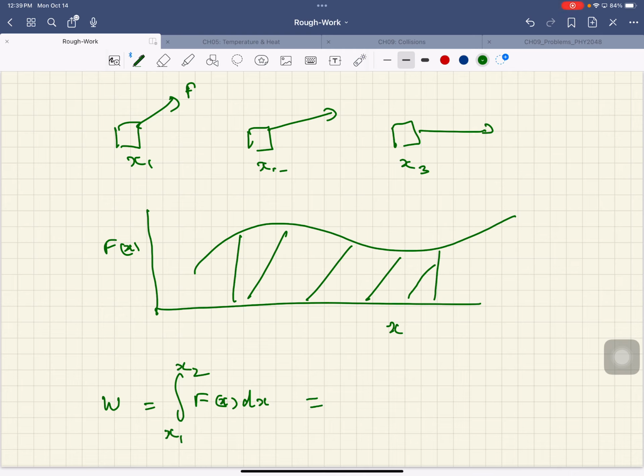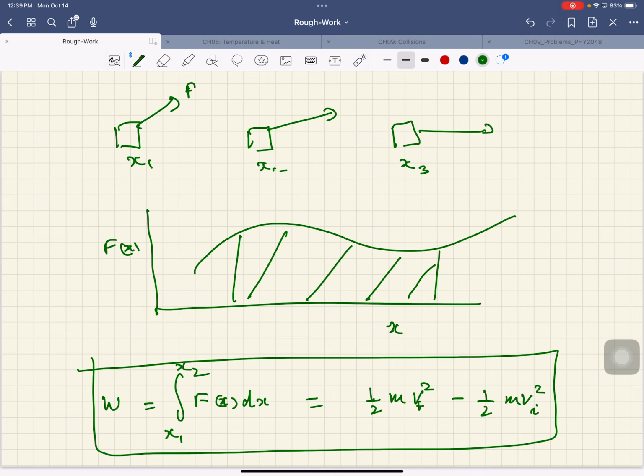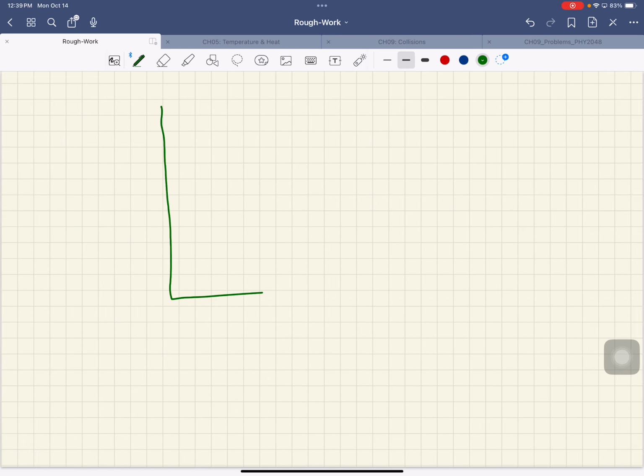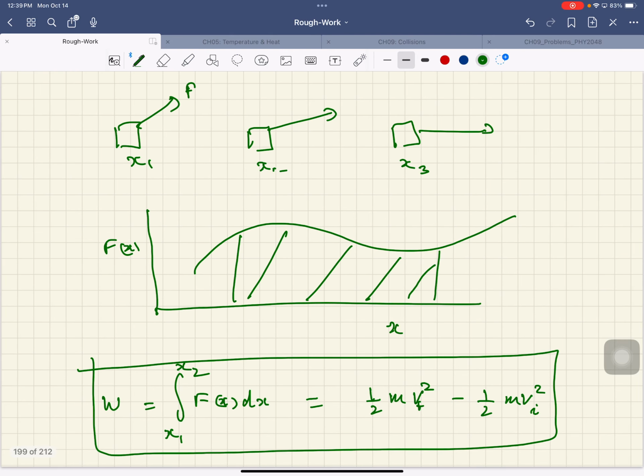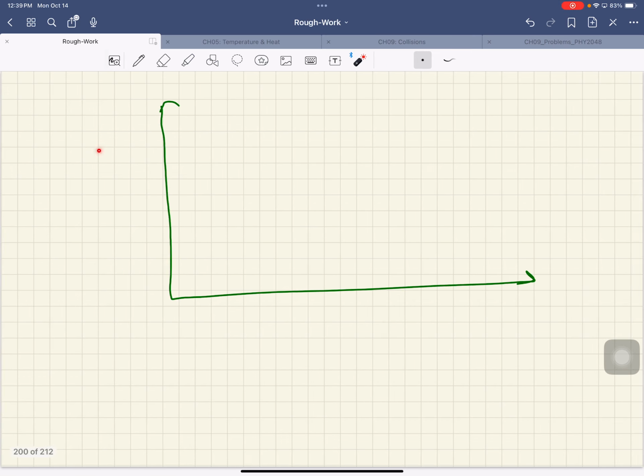And if that was the only force acting on the object, that shows up as the change in kinetic energy of the object. So that was the work energy theorem. Now that you're learning about linear momentum, what you learn to do is handle situations like this. So this was a force that was changing with position. Now you learn how to deal with forces that change with time.